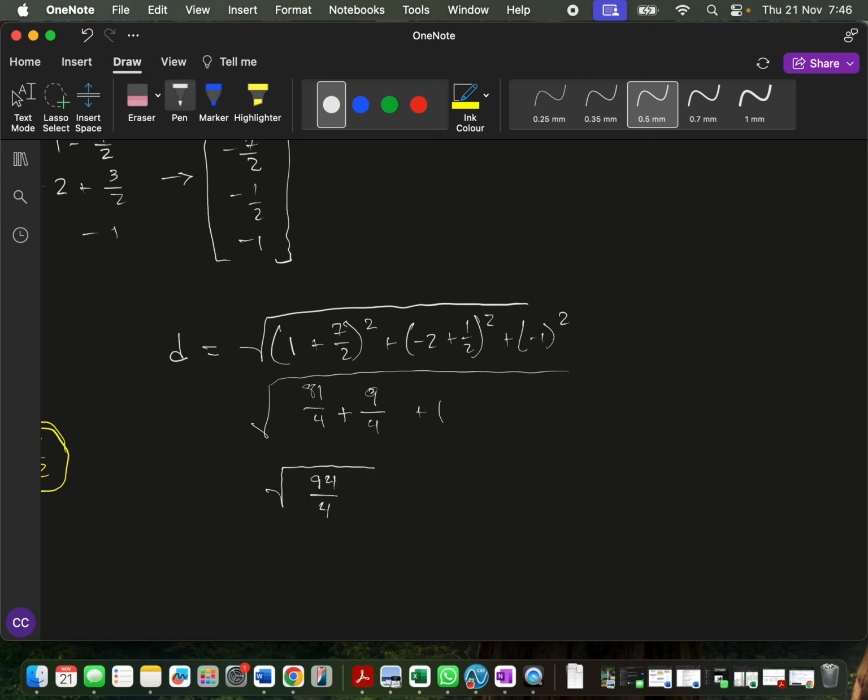Well, I can't take the square root of 94, but I sure can take the square root of 4. So square root of 94 over 2 is our distance between the two lines.